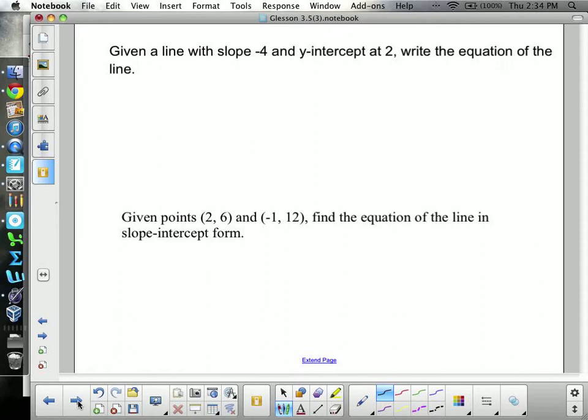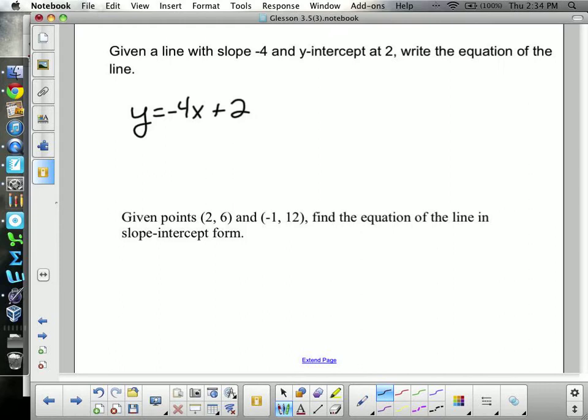Given a line with slope -4 and y-intercept of 2, write the equation of the line. This is like from the night before's homework. Couldn't be easier. What's the equation? y equals -4x plus 2. That's it, we're done. There's no calculation to do there. That's a gimme problem. If you know y equals mx plus b, you plug in the slope, you plug in the intercept, you're done. Don't need any fancy equations or formulas or anything like that, just y equals mx plus b. Simplest formula. How about the next one?